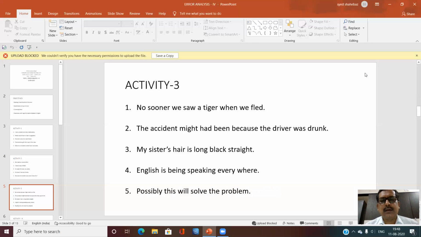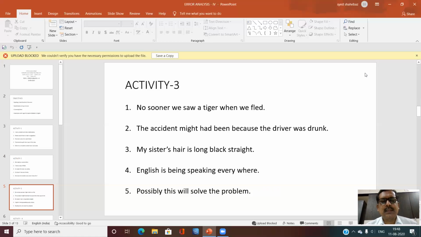The mistake is not in the tense. Pardon, here the mistake is in the use of when. No sooner we saw a tiger, we fled. Just remove the word when. That is enough. No sooner we saw a tiger, we fled.